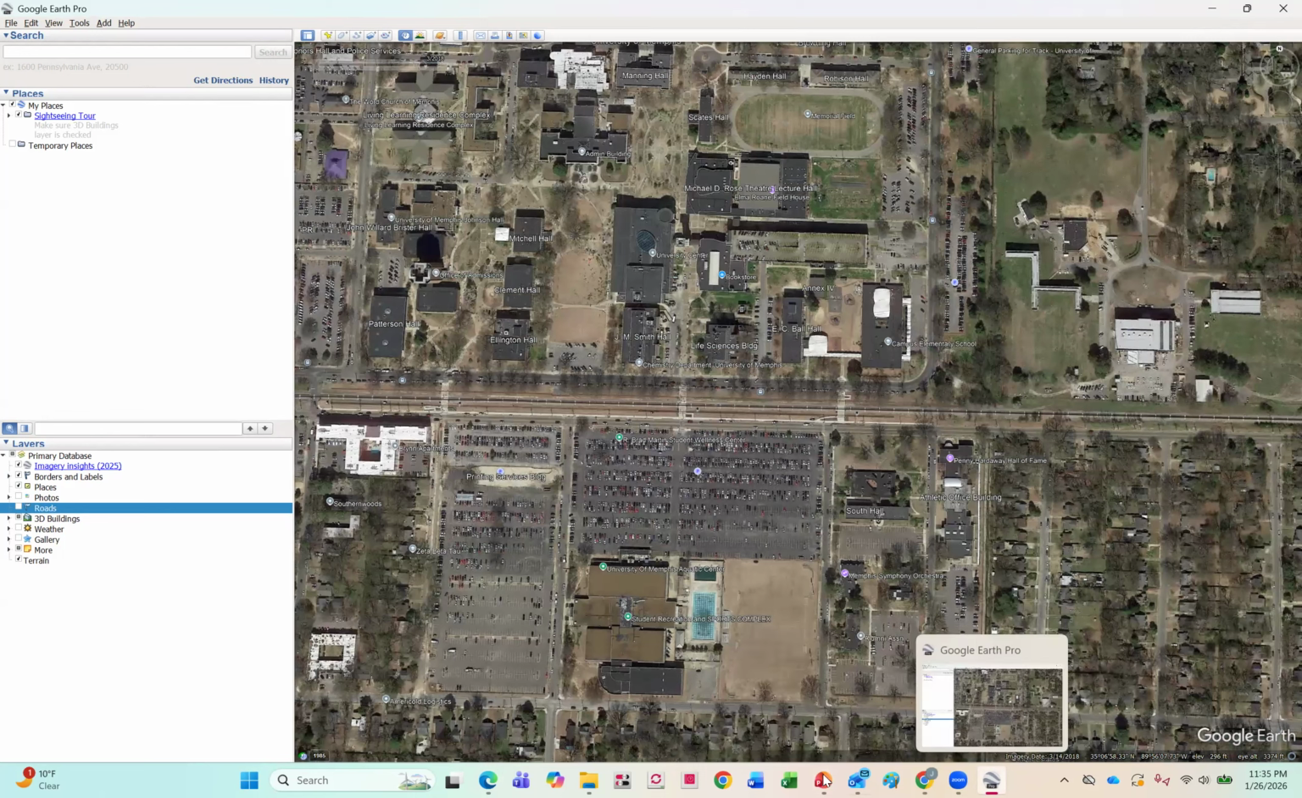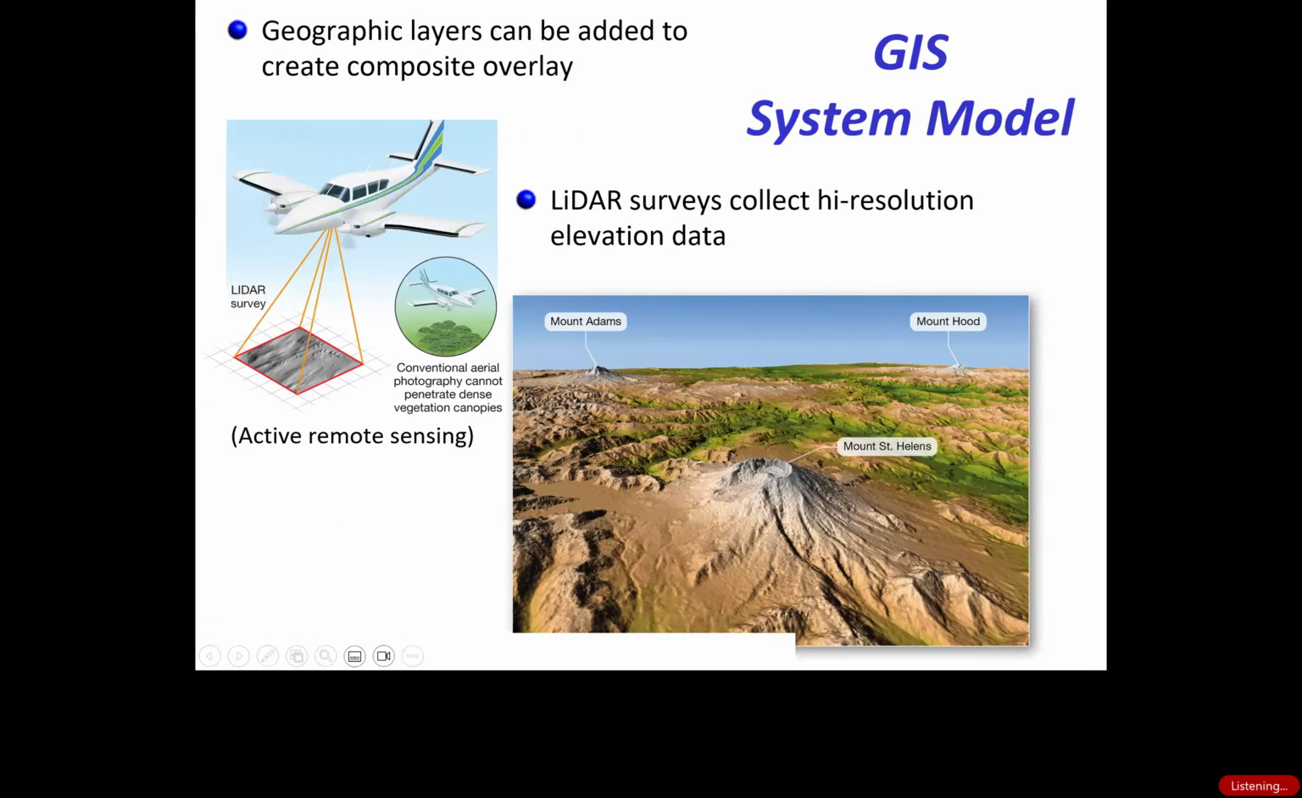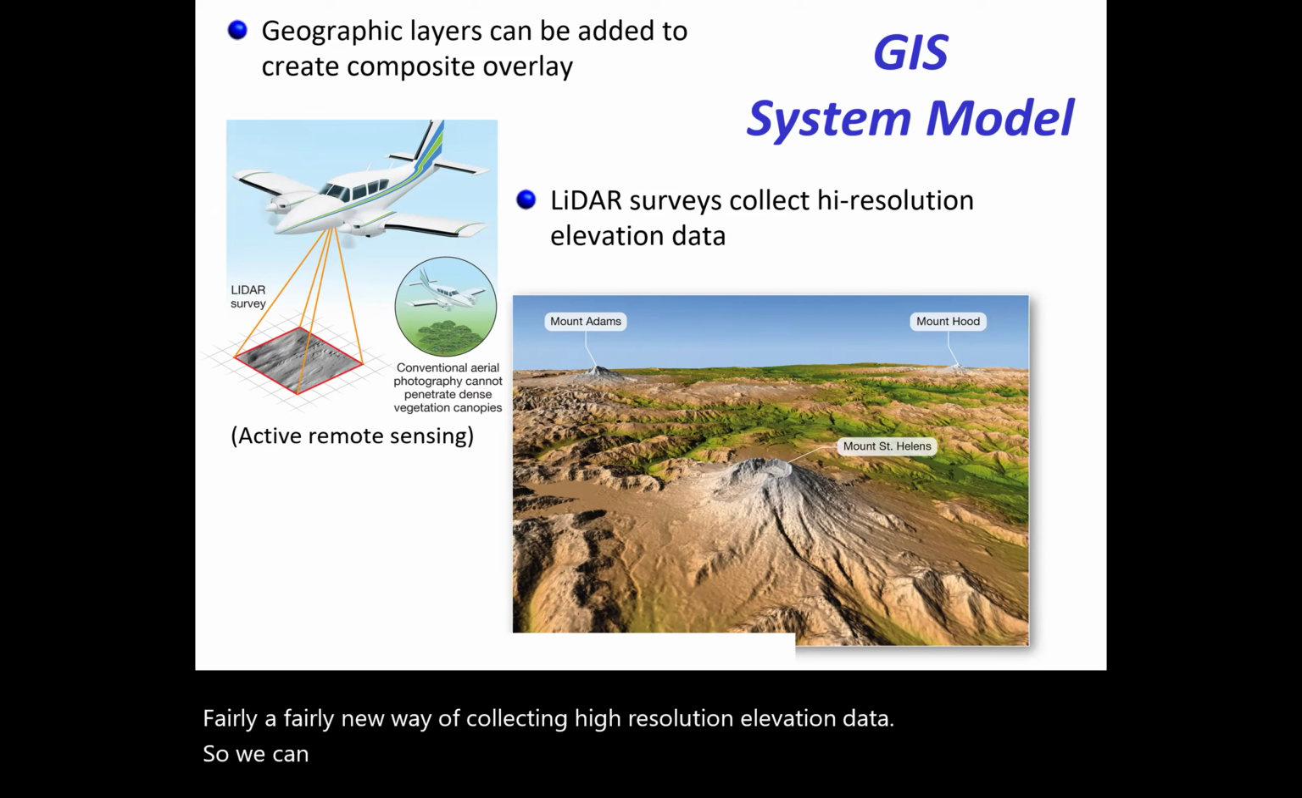To finish up though, there's some other remote sensing techniques. LiDAR. LiDAR is a fairly new way of collecting high resolution elevation data. So we can collect elevation data using satellites, but LiDAR is more of a targeted approach.